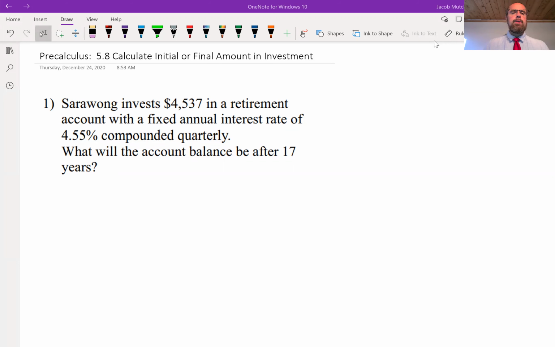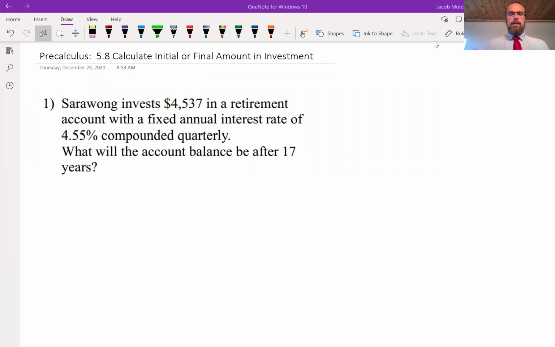Our first example is about Sarah Wong investing $4,537 in a retirement account with a fixed annual interest rate of 4.55% compounded quarterly. What we want to solve is what the balance will be after 17 years.